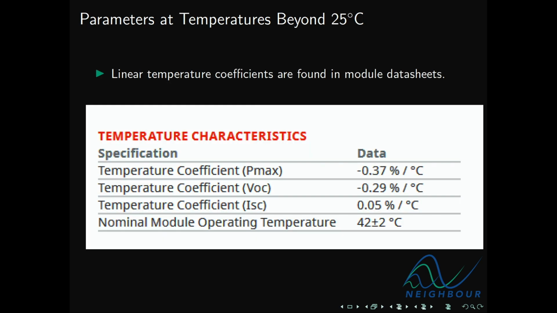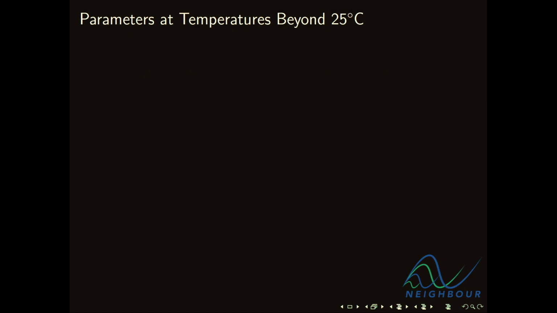So how do we predict PV's performance beyond a cell temperature of 25 degrees Celsius? Lucky for us, module manufacturers give us linear temperature coefficients. So really all we have to do is multiply the temperature differential we have in mind by the coefficient that we have in mind. So let's just take a quick example.